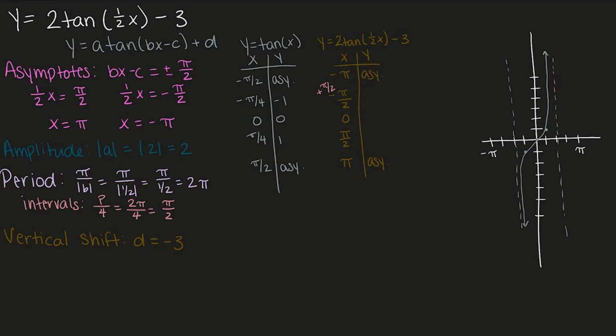Now let's find our next 3 points that we have on our graph. So we'll take our first value of our parent function, which is negative 1, multiply that by our amplitude, and then add or subtract our vertical shift. So we have negative 1 times 2 minus 3, which is negative 2 minus 3, and that's negative 5. 0 times 2 minus 3 is negative 3, and 1 times 2 minus 3 is negative 1. So now we can graph our asymptotes, those 3 points, and show our tangent function.